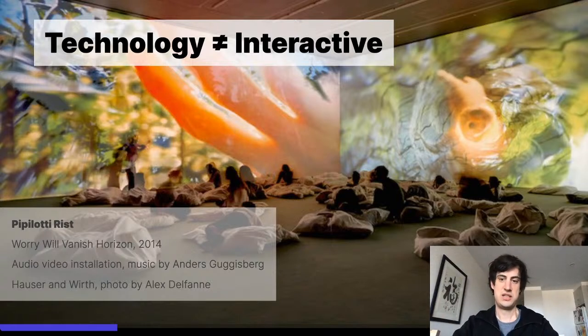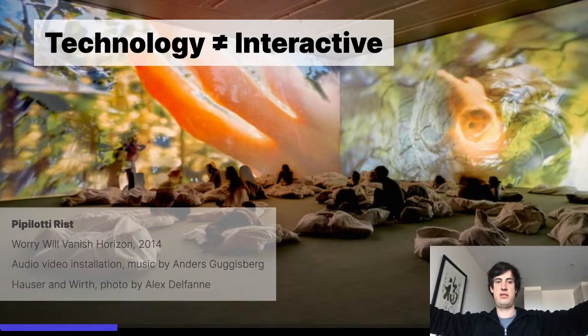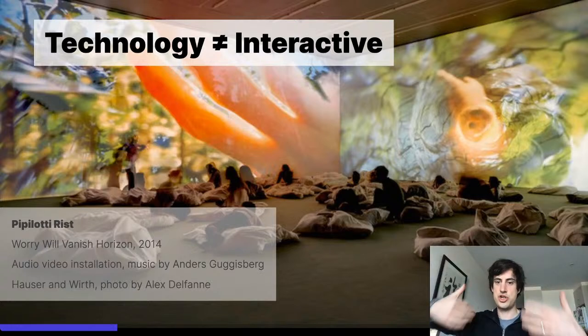extremely sumptuous immersive environments. But if we look at this example with Pipilotti Rist, her Worry Will Vanish Horizon from Hauser and Wirth, what we get is a projection mapped image of these very tranquil, new agey, natural human videos, and then these beanbags to basically flop down on and just let this immersive artwork just sort of wash over us.